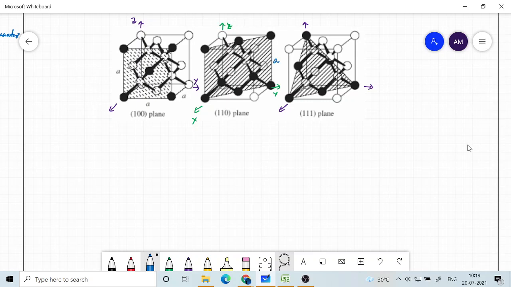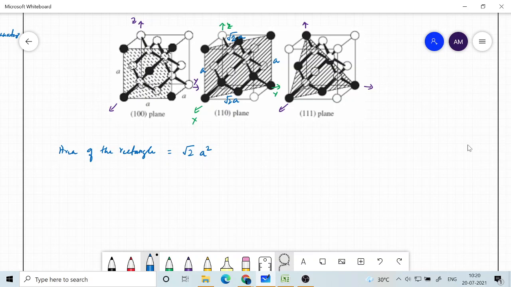So this side is basically a, and this side is also a, but this is basically root 2a. A diagonal will be root 2a, and similarly this is also root 2a. So the area of the rectangle is basically root 2a into a, so that is root 2a square. Now we need to count again how many atoms are basically inside it.